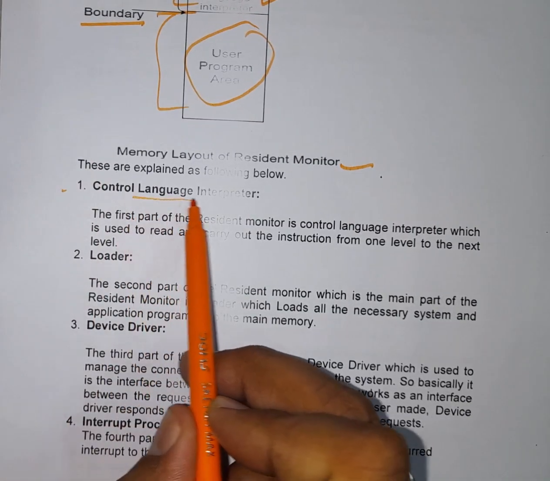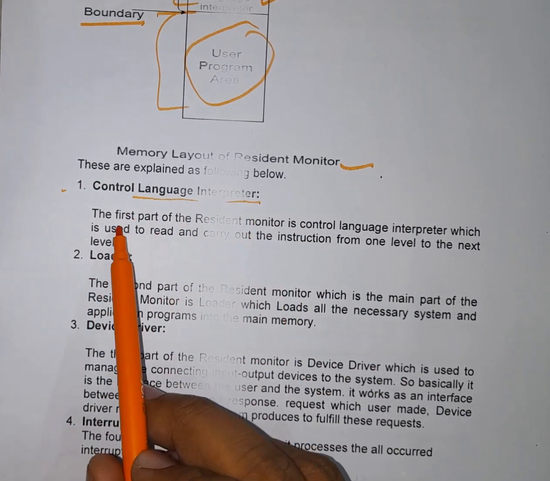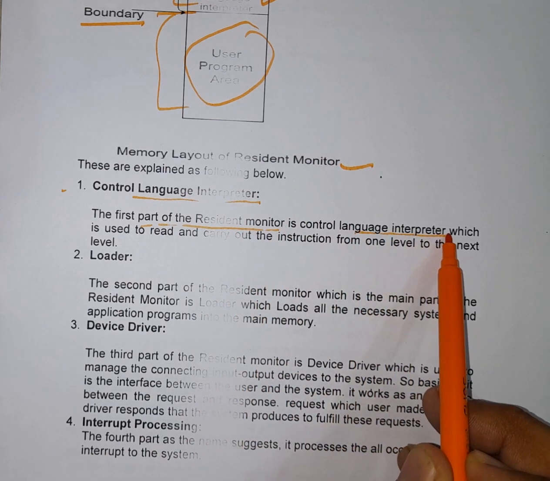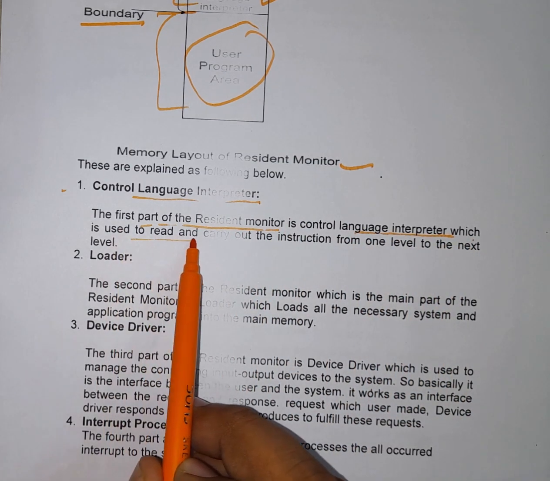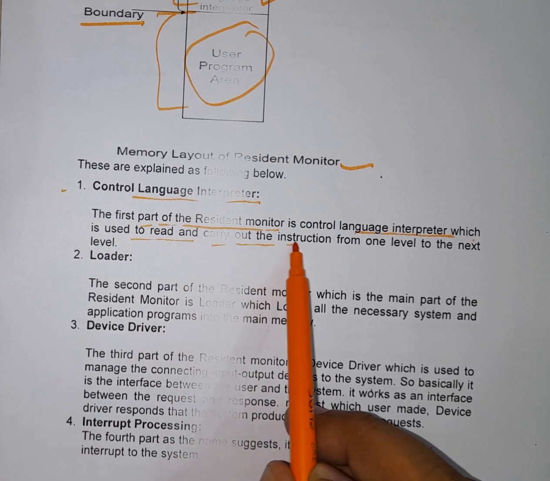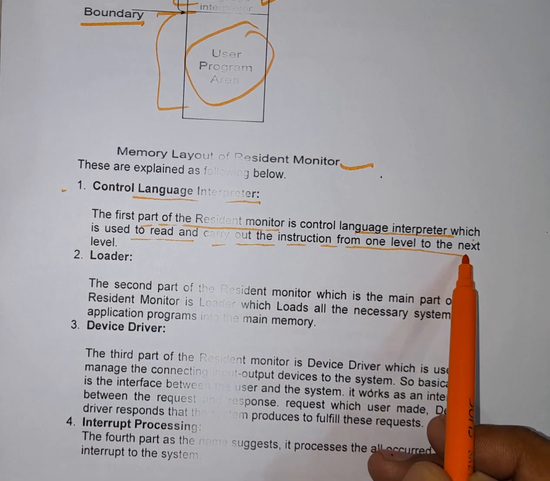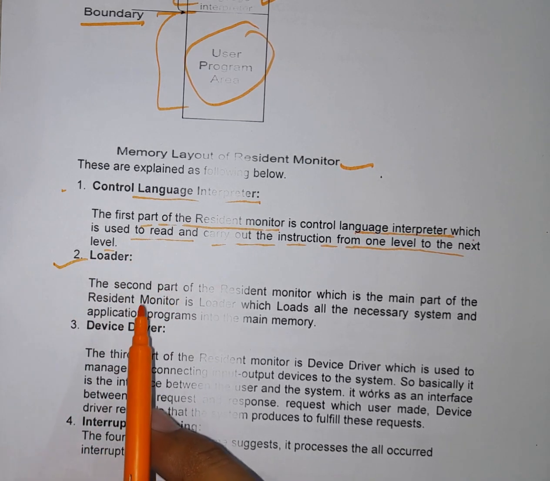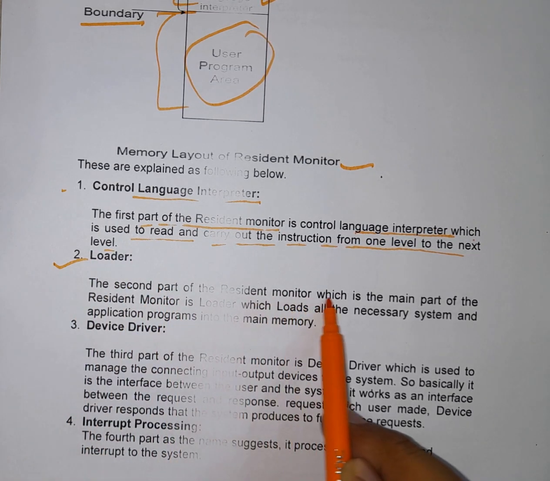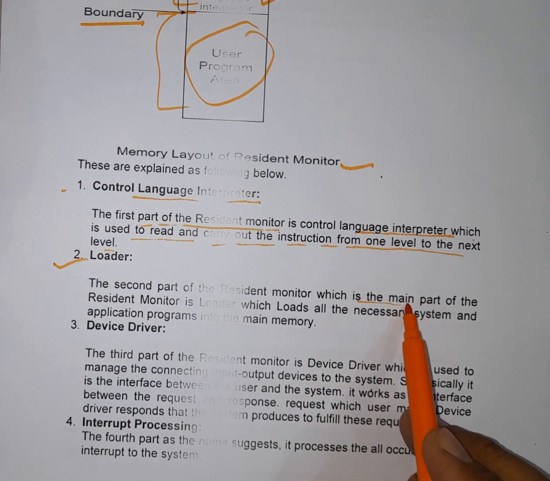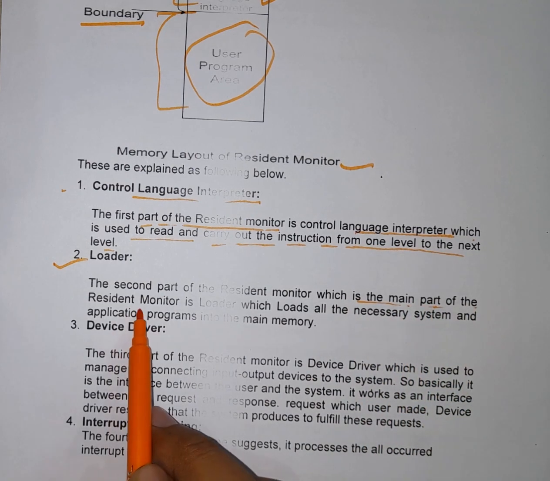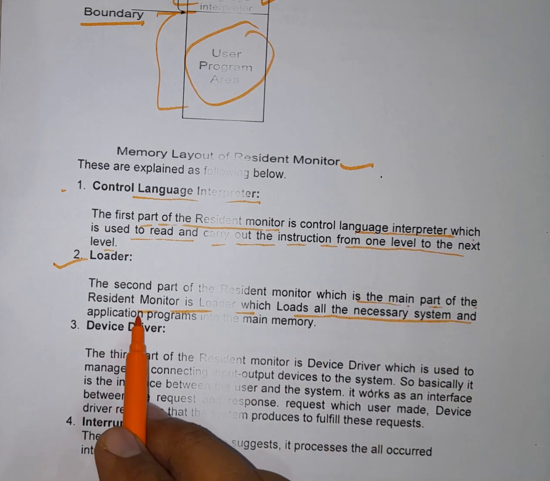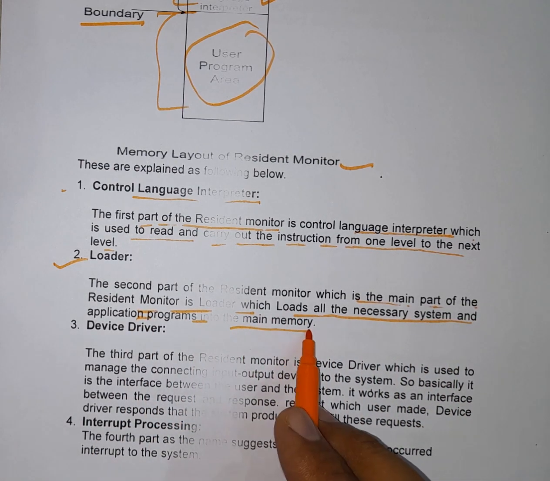First, the control language interpreter. This first part of the resident monitor, the control language interpreter, is used to read and carry out the instructions from one level to the next level. Another one is the loader. The second part of the resident monitor, which is the main part, is the loader, which loads all the necessary system and application programs into the main memory.